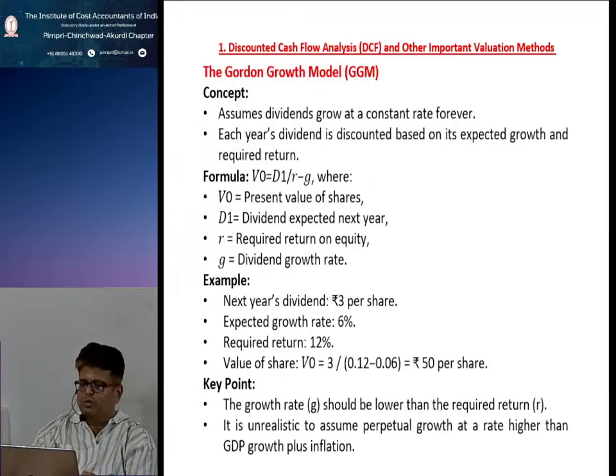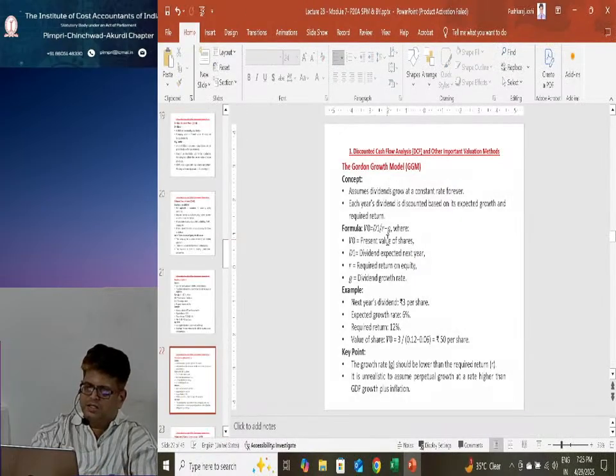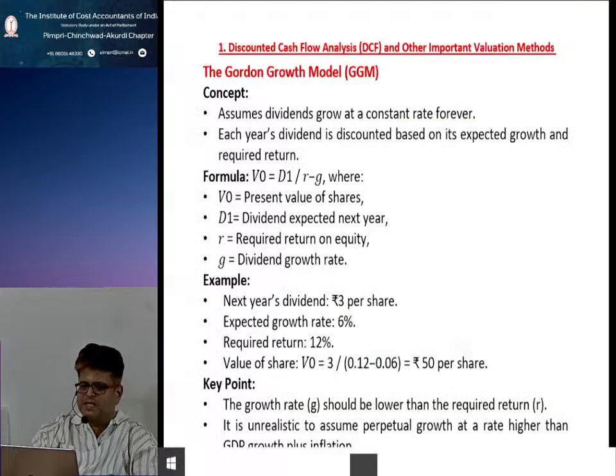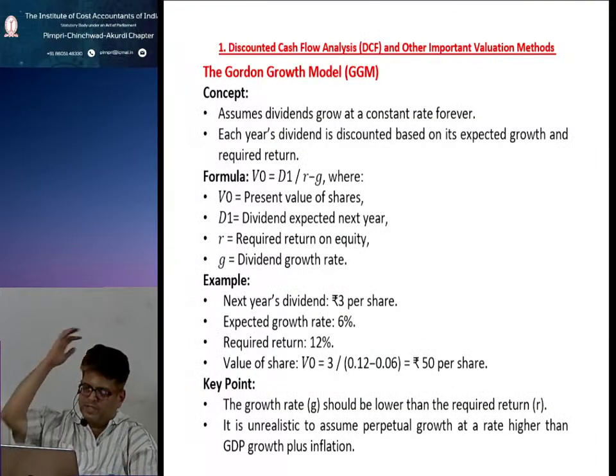Then comes the Gordon growth model, that is GGM. Concept-wise, it assumes dividends grow at a constant rate forever. Each year's dividend is discounted based on its expected growth and required return. The formula is V0 is equal to D1 divided by R minus G, where G is the dividend growth. So that's the distinction between perpetual dividend and the Gordon growth dividend model, where V0 represents the present value of shares, D1 represents the dividend expected next year, R represents the required return on equity, and G represents the dividend growth rate.